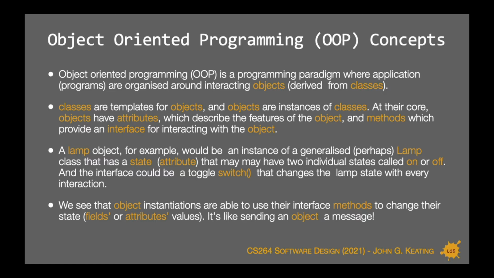Okay? So if you think of a lamp object, which is quite simple, it'll be an instance of a generalized lamp. Notice the lowercase l sometimes and a capitalized L, because this is the kind of thing we do when we're generating and writing code. So a lamp class will have a state, like the lights here. Generally, that's an attribute that can have two states called on and off, and the interface could be a toggle, which could be a switch that allows you to change the state with every interaction. A quite minimal interface.